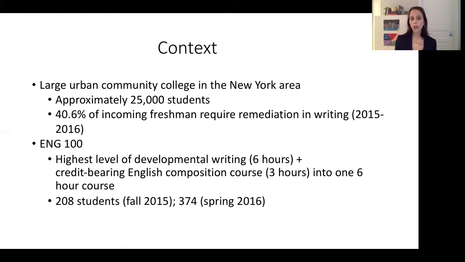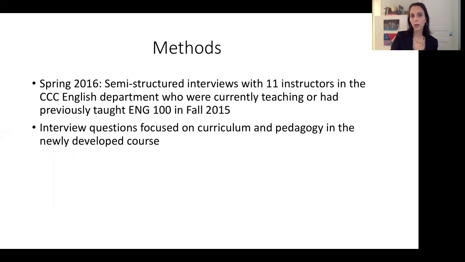And this was a combination of the highest level of developmental writing, which was typically 6 hours and 0 credits, with the credit-bearing required English composition course, which was the next level, which was 3 hours and 3 credits, into one 6-hour course. So in other words, it's the combination of requirements, and students could fulfill their developmental requirement in English while also receiving credit for English composition. In the first semester it was offered, there were 208 students who enrolled in fall 2015, and in spring 2016, it was growing. The college was very interested in scaling up the program.